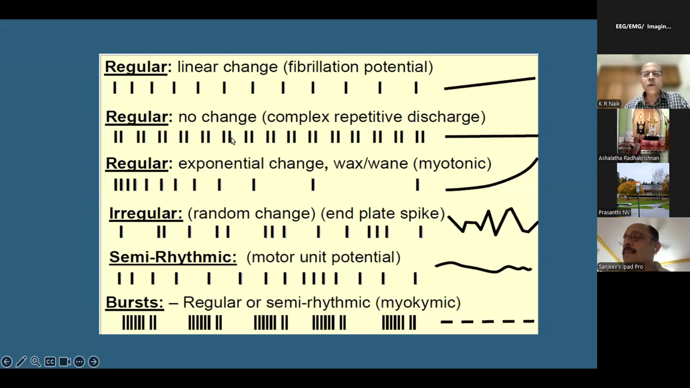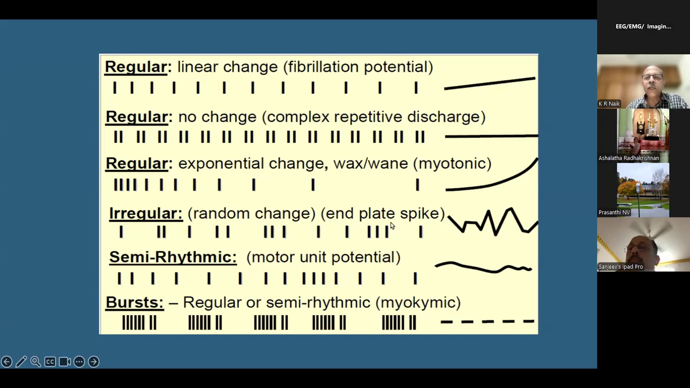This small diagram was shown in the last class, and this one is from the Mayo Clinic, from Jasper, Darby and Rubin. It gives a simple classification of the EMG signals. Very regular, linear changes or no change or minimal change is fibrillation, positive sharp wave. Irregular, very regular, no change is going to be a complex repetitive discharge. Regular, but with an exponential change, sudden increase or reduction, is myotonia.